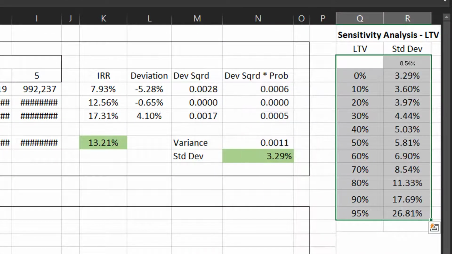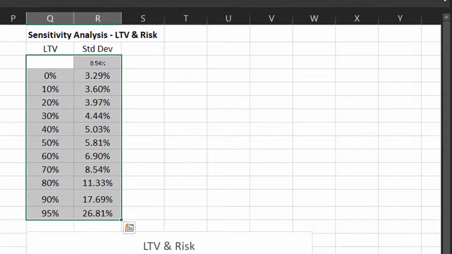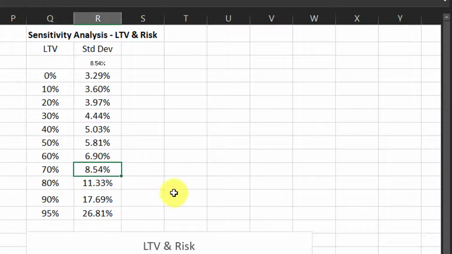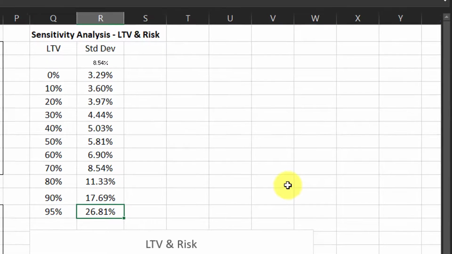When I hit OK, Excel magically fills that table out, which is really cool because it's saying if we had 70% loan to value, our standard deviation is going to be 8.54. We already knew that. But what if we dropped it down to 50? Well, our standard deviation would only be 5.81. What if we went to 95%? Well, our standard deviation would be 26.8%. So this allows you, instead of going in iteratively each time trying a new number, to just stick all of your numbers in this column and get the output.